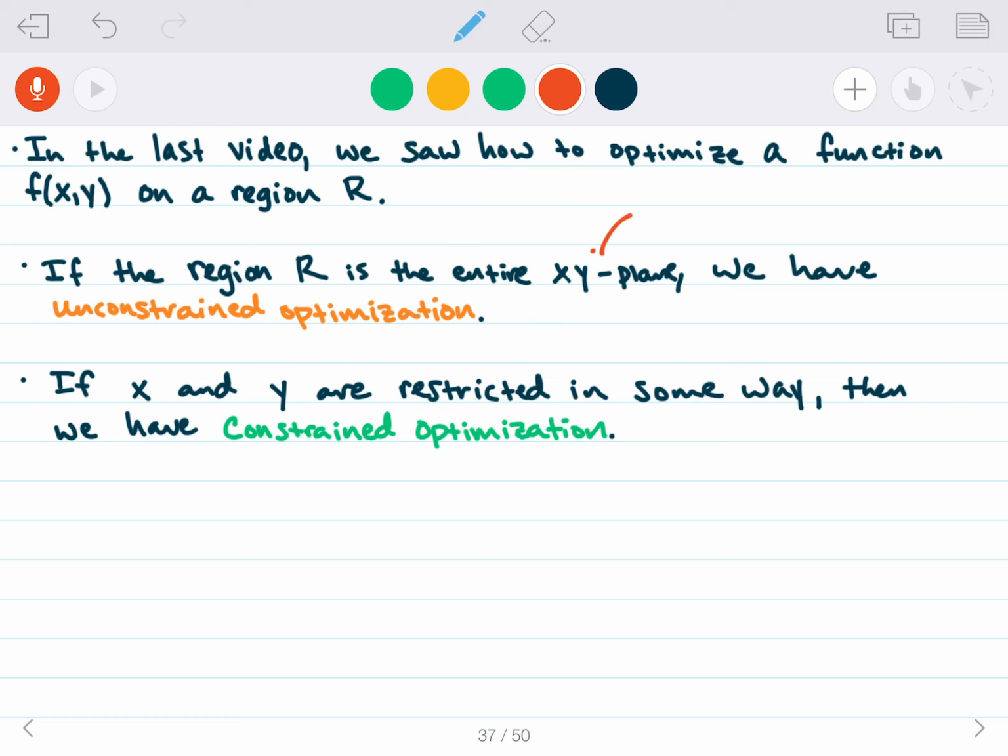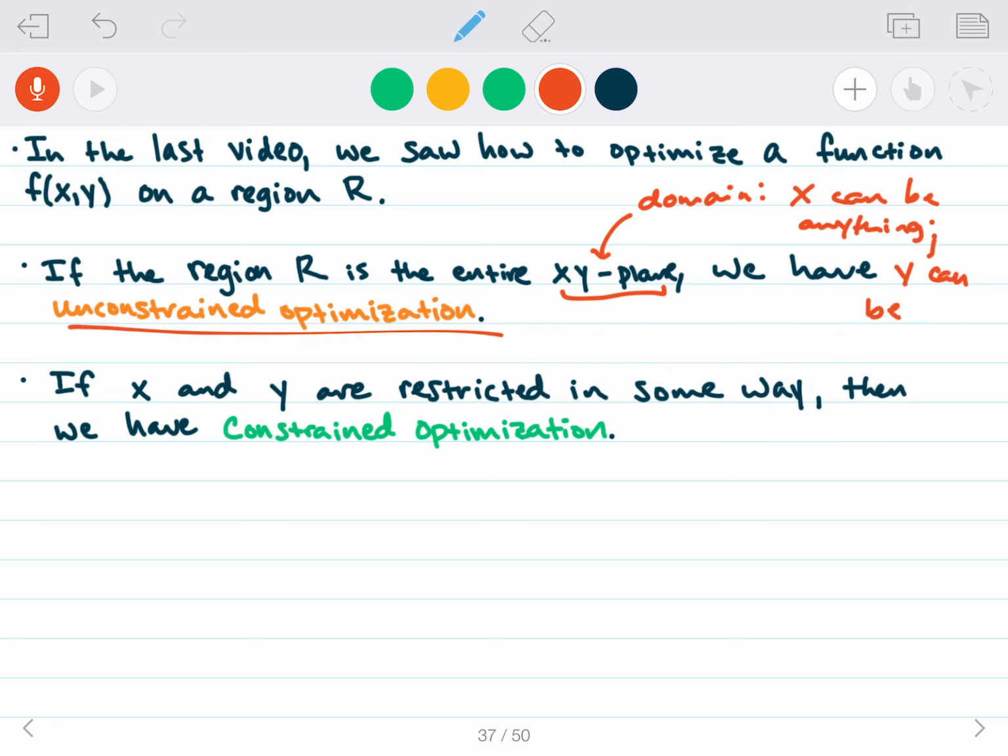And basically what that means when we're talking about our region is we're talking about our domain. Since we're dealing with surfaces, our inputs are x and y values, right? We have two inputs. And so this was our domain. And with this, since the domain is the entire xy plane, that means that x can be anything, and y can be anything. That's what we call unconstrained optimization, when x and y are free to vary as they want.